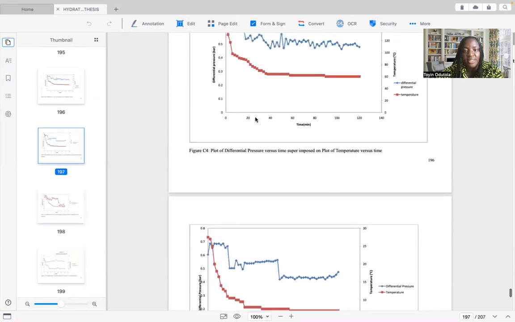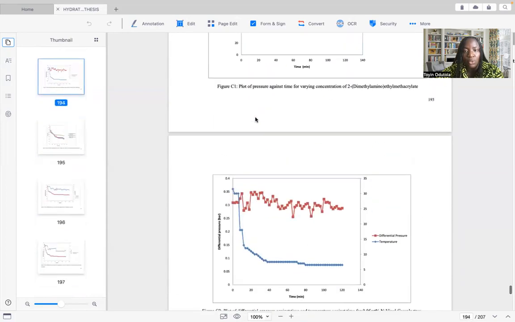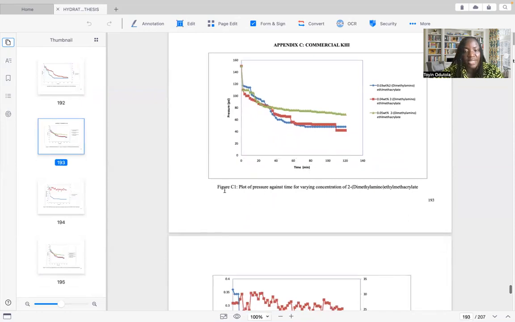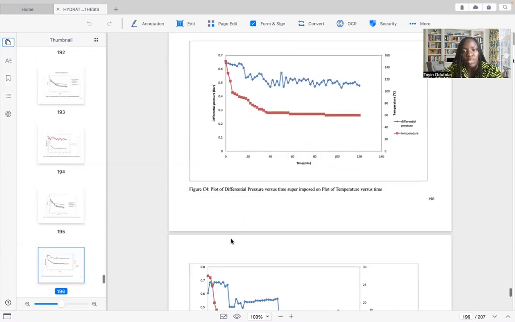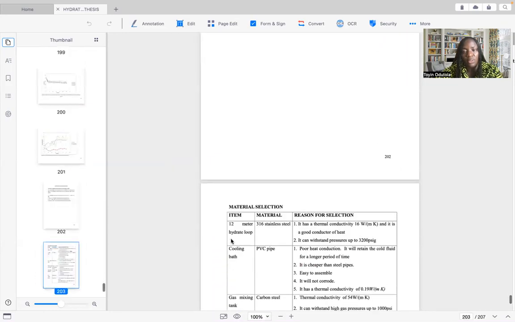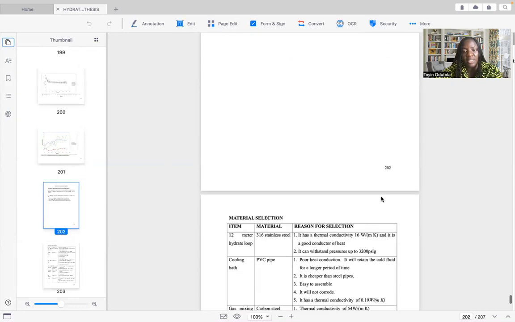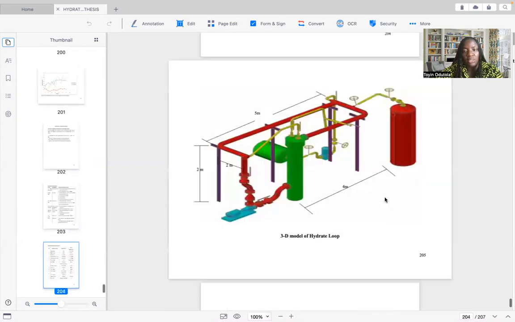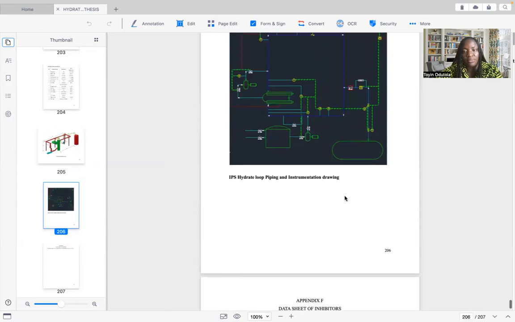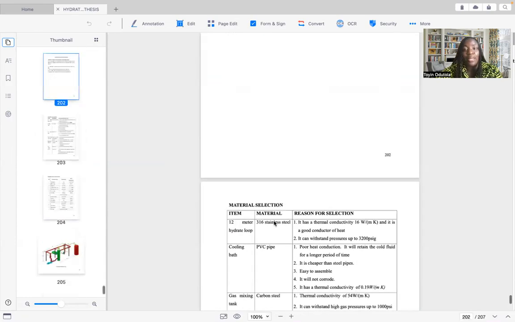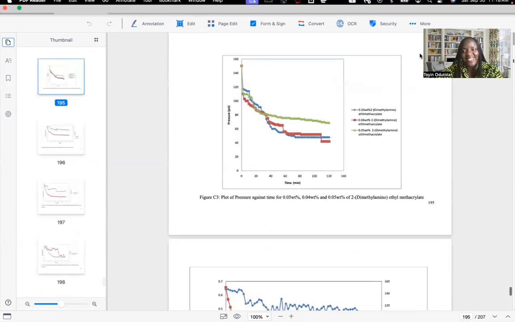So Appendix C also has appropriate numbers. So I'm looking at the commercial one and see figure C1, figure C2, and so on and so forth. So Appendix E is apparatus design, and all these appear here. I should have numbered all of these too. So a little error on my part, although I make my kind of mistakes.